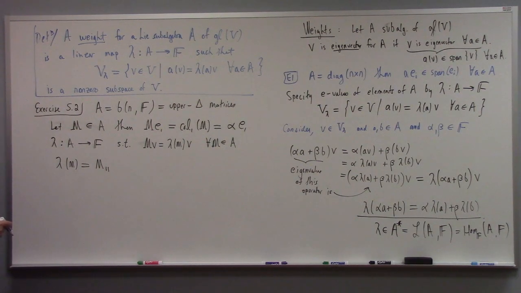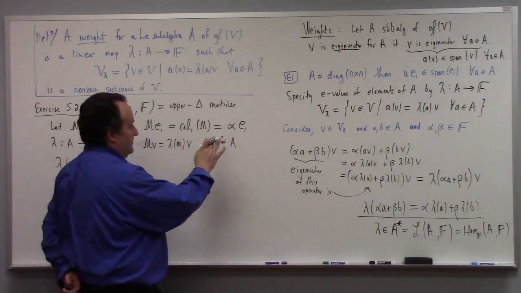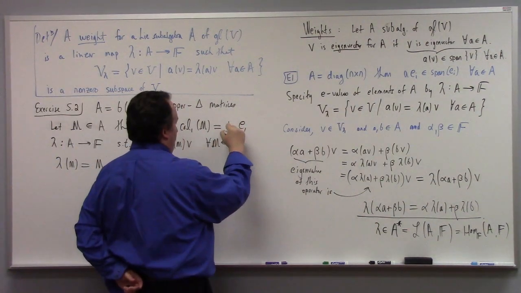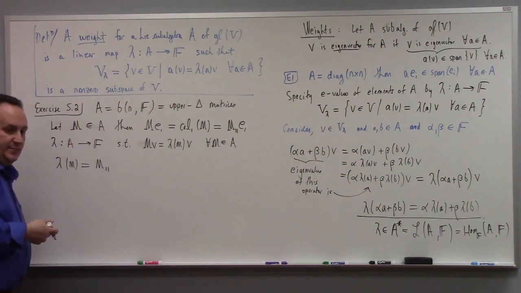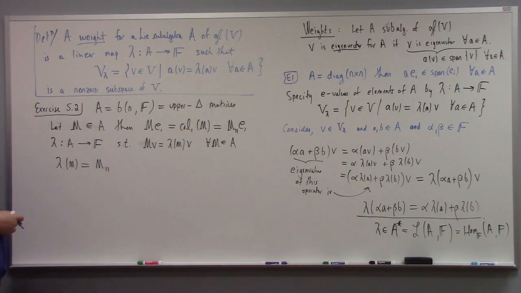This is a linear map, right? And what is alpha in this calculation? This is literally M11, right? I'm talking about the 1, 1 component of the matrix, yeah? So what else do I need to do here?